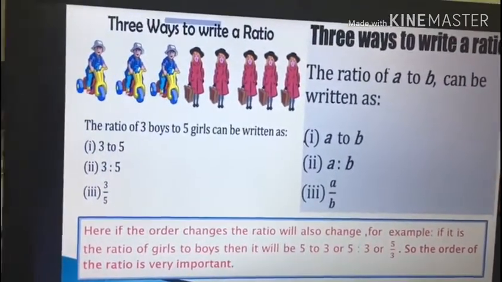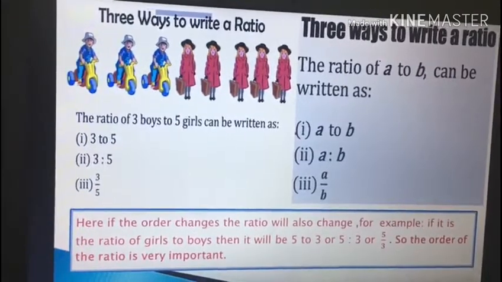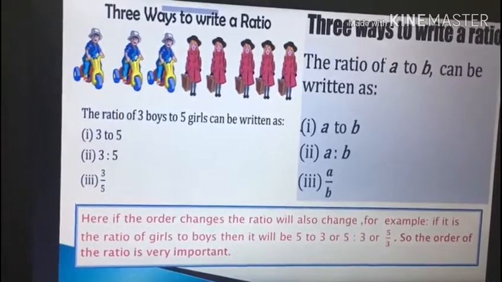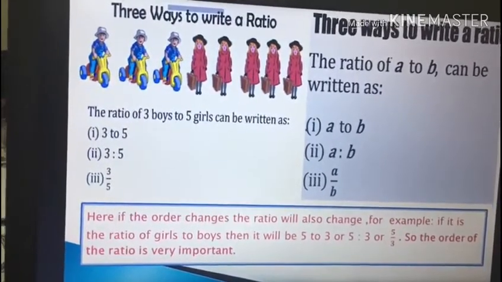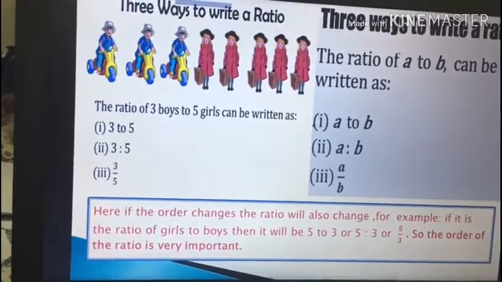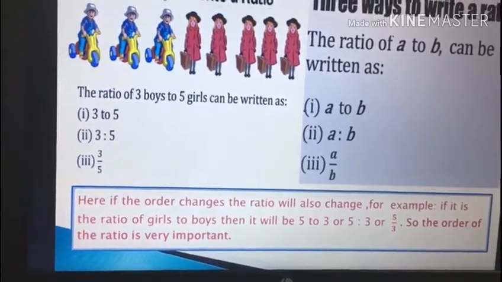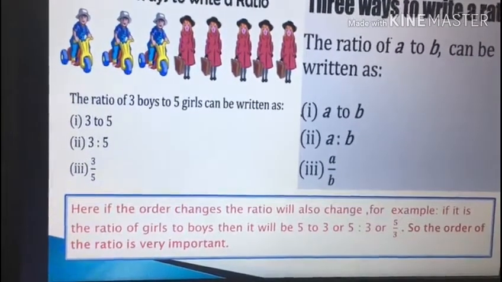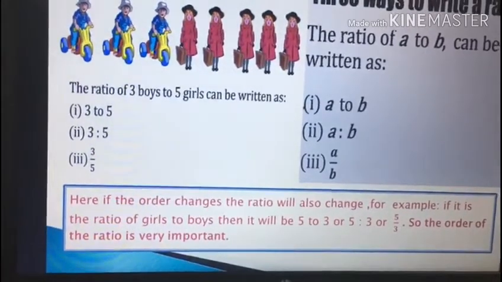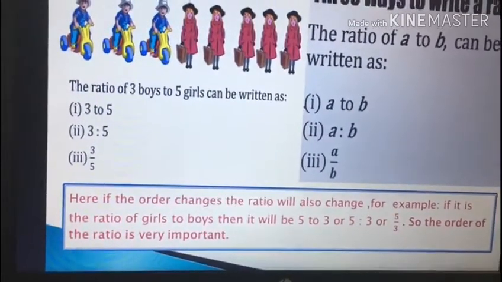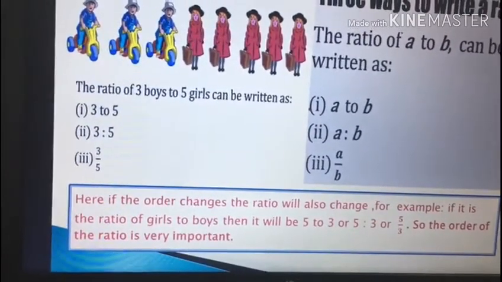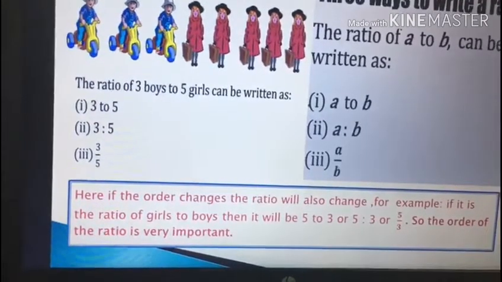picture. In this video, you can see some children. There are a total of 8 children in the picture. So we will find some ratios. The ratio of boys to girls. How many boys are there? There are 3 boys. And how many girls are there? There are 5 girls.